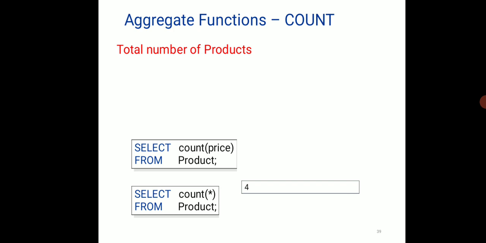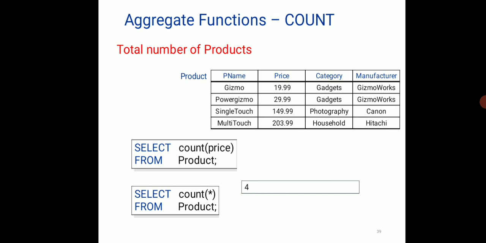So next one, count. It will count the number of products, how many products are there. It will count the value and display. So totally 4 products are there. So output is count star. If you give count star, it will count all the things and display. Count price means it will only count the prices alone. So the answer is 4.